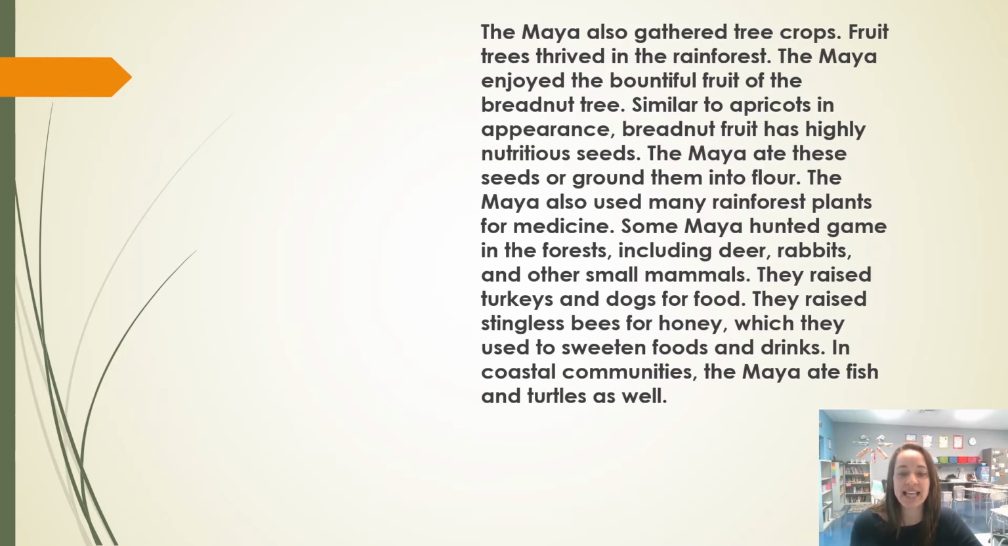Some Maya hunted game in the forests, including deer, rabbits, and other small mammals. They raised turkeys and dogs for food. They raised stingless bees for honey, which they used to sweeten foods and drinks. In coastal communities, the Maya ate fish and turtle as well.